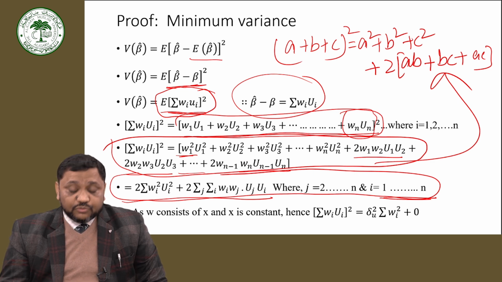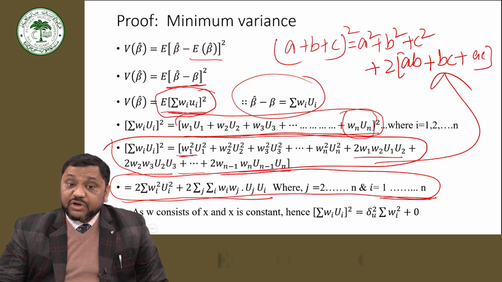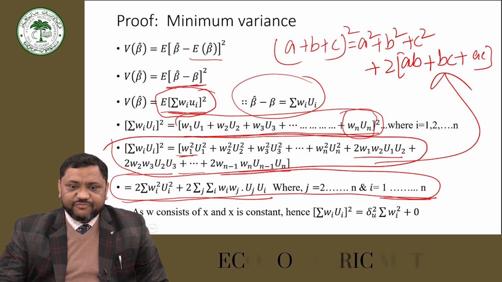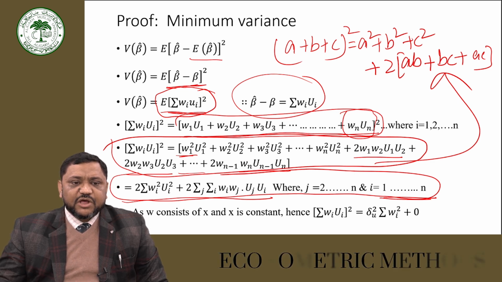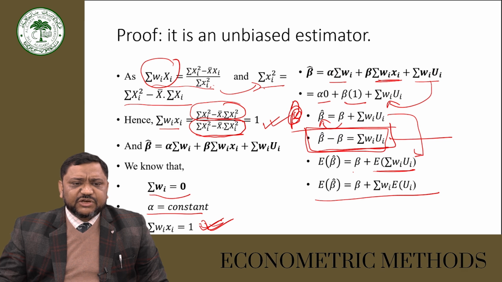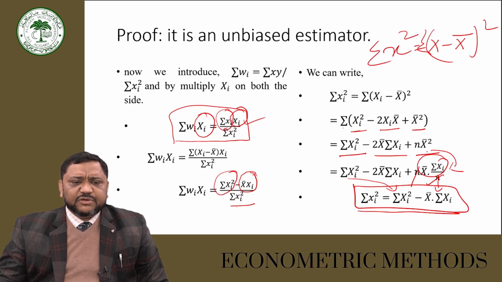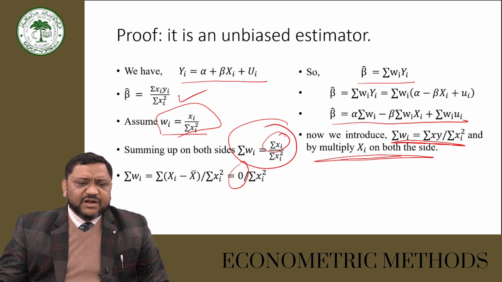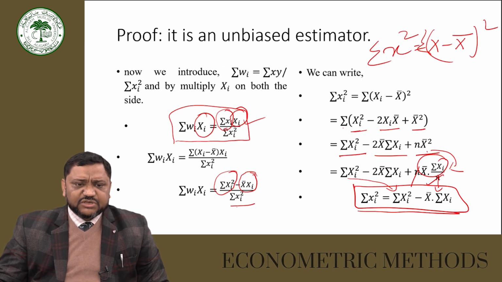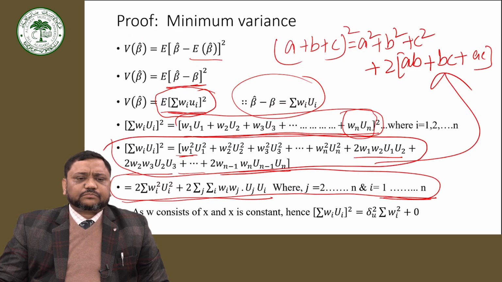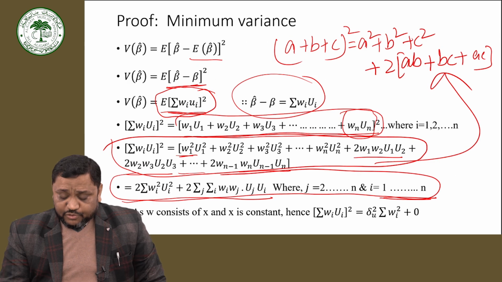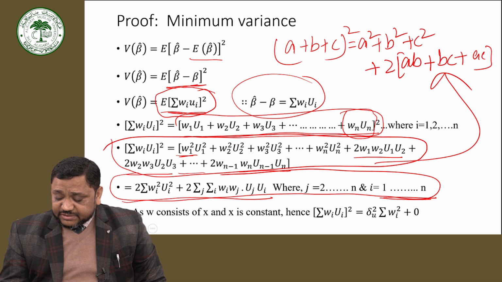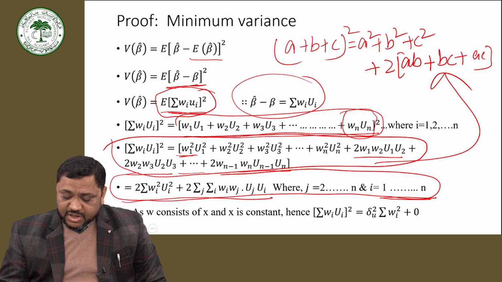Now what is w? W consists of x. If we go to our previous slides, in our discussion we started with wi equal to xi divided by summation xi square. So this is our wi. Now we can say w consists of this, and we can write it as this term, uj.